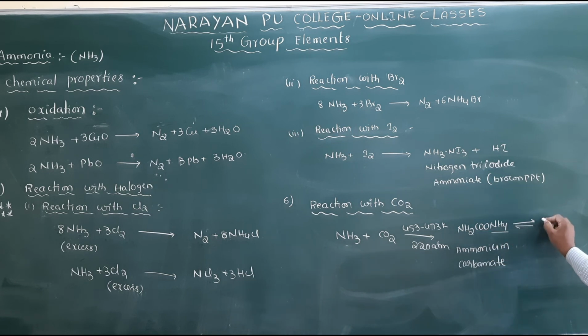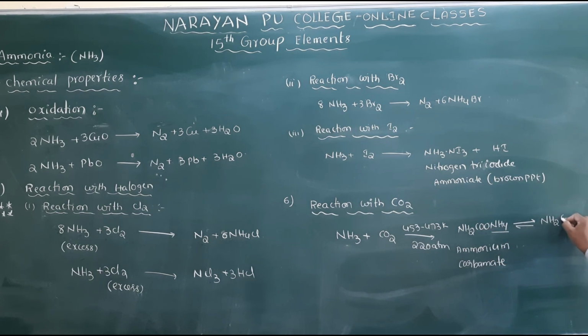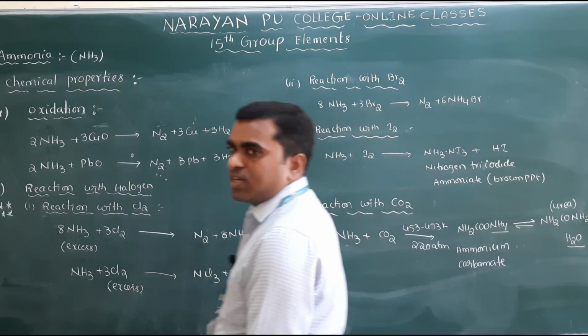This ammonium carbamate dissociates and gives urea, NH2CONH2, plus water molecule. You see one oxygen and two hydrogens are left here. You will get H2O, and this compound we call urea. So when ammonia is reacted with carbon dioxide, you will get urea.